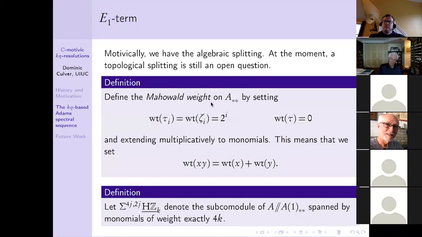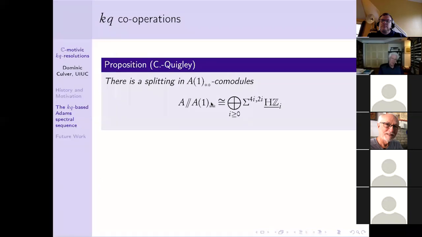Okay, so when you have this notion of weight, then you can look at the subcomodules of A mod mod A1 dual spanned by the monomials of weight exactly 4k. The reason for the 4k is if you just look at the generators of this thing, you'll see that the weights of the generators are always divisible by 4. So that's why there's a 4 showing up. In any case, it's a fairly straightforward exercise to check that you do get this splitting of A1 comodules. So that reduces the problem to just calculating the Ext groups of these things.